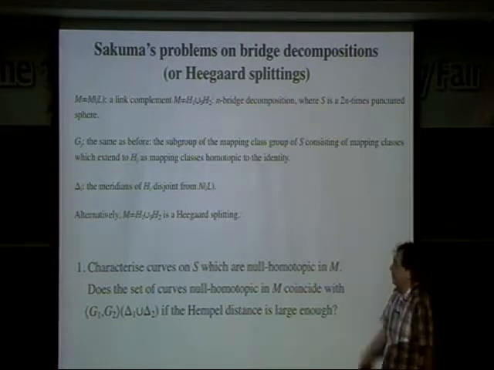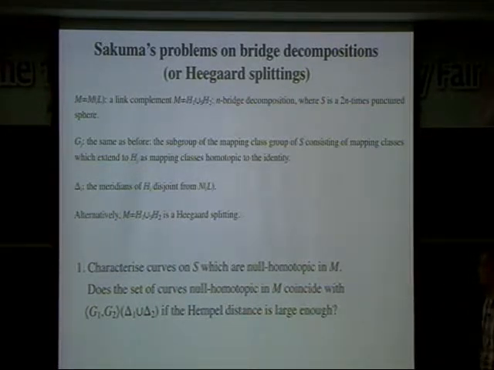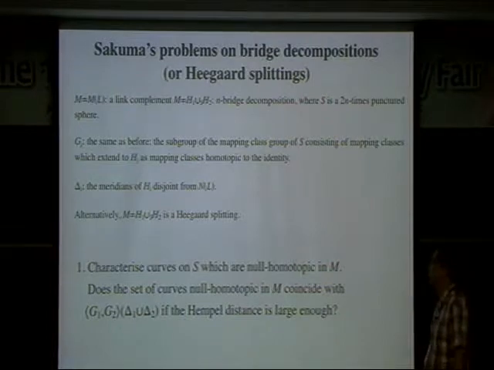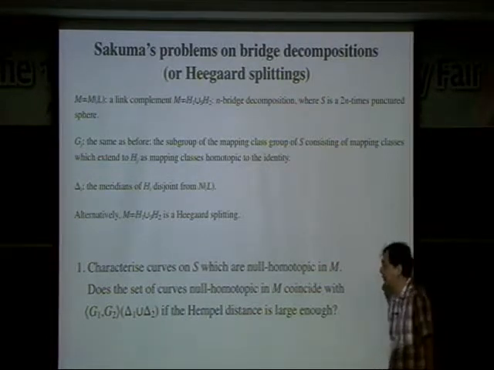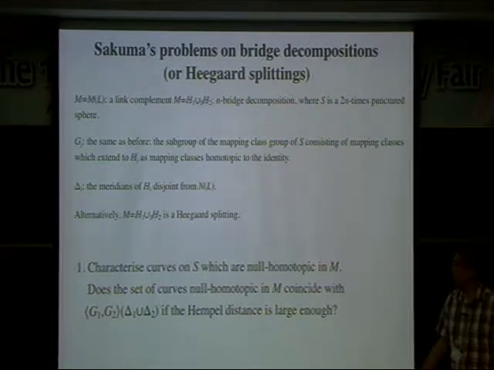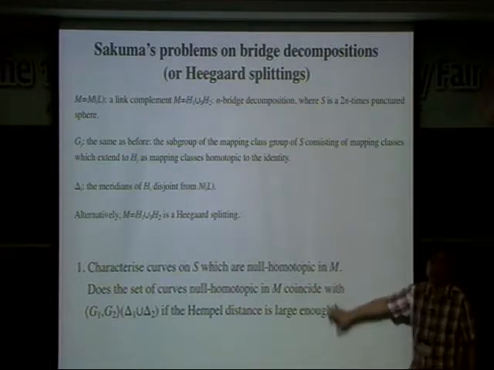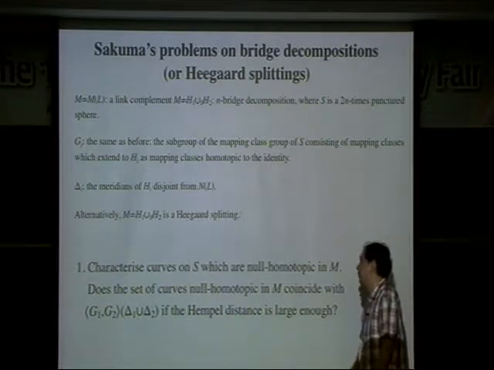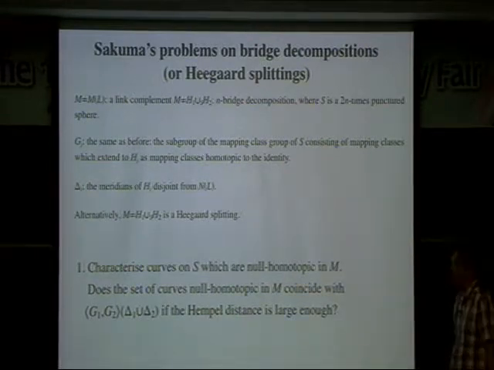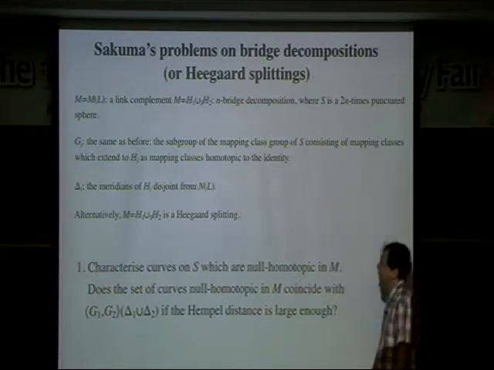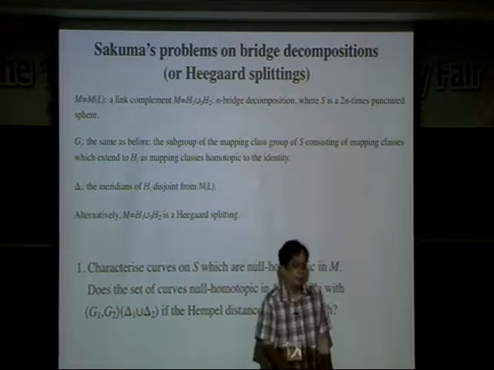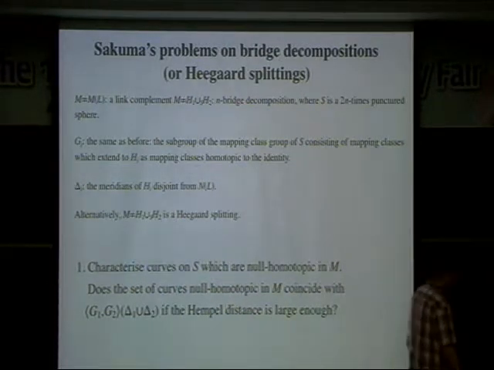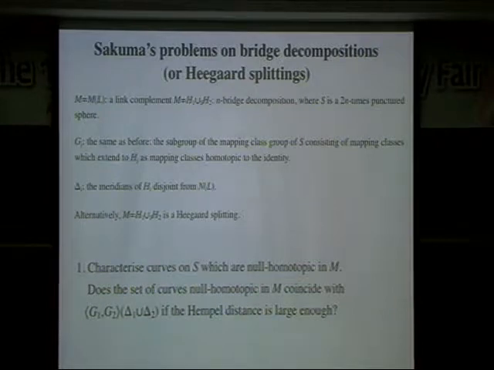And the problem is like this. Characterize the curves on S which are not homotopic in M. The second sentence is just the same as Minsky's problem. The set of curves not homotopic in M coincides with the translates of the set of meridians by the group generated by G1 and G2.